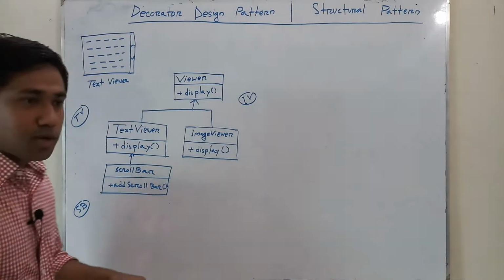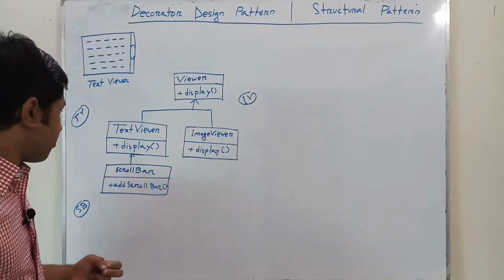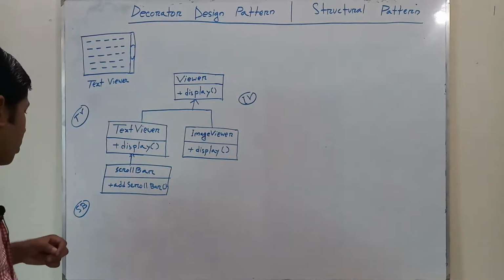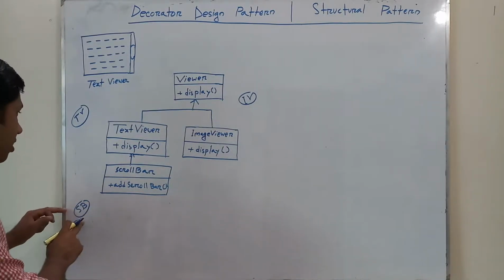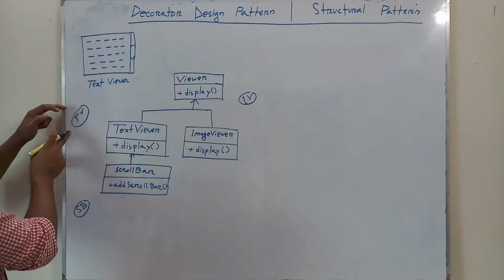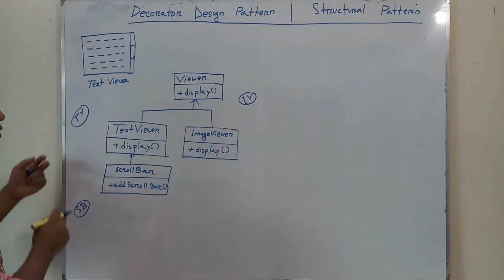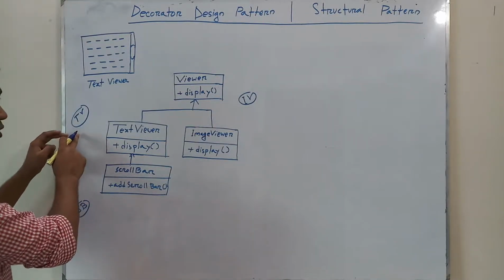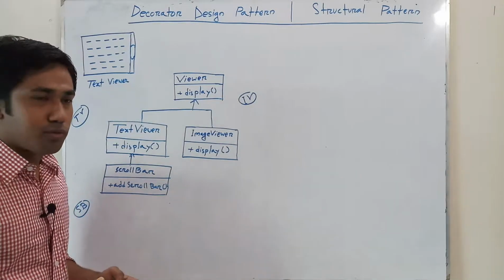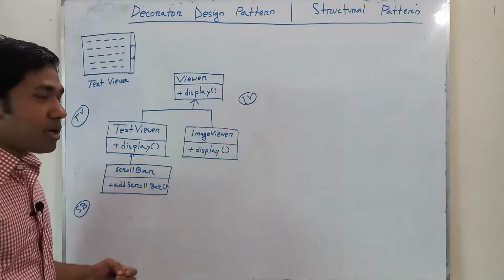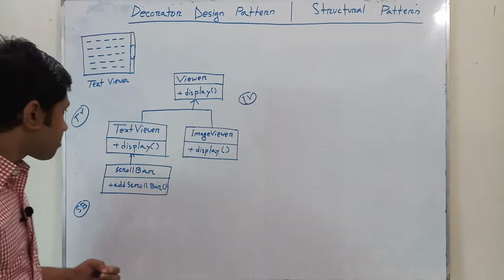But the problem is that we need the scroll bar during runtime. In that case, first we need to create an object from the scroll bar subclass, then we have to copy all the information from TV to SB, and then we have to destroy the object TV. The whole thing is messy and also error prone.